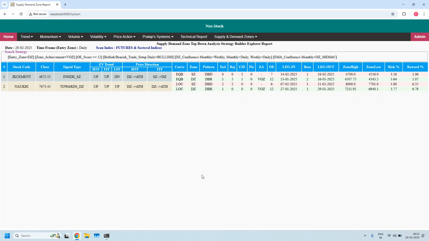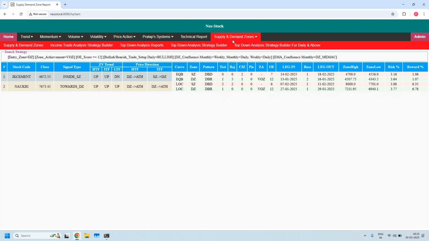Sometimes zones might be violated. There could be other reasons for that. Okay, this is about the bullish trade setup for monthly income trade. Next, the bearish trade setup for monthly income trade.